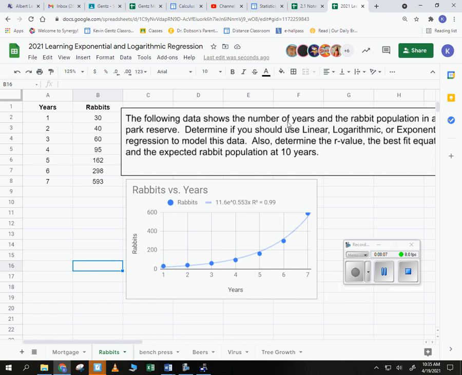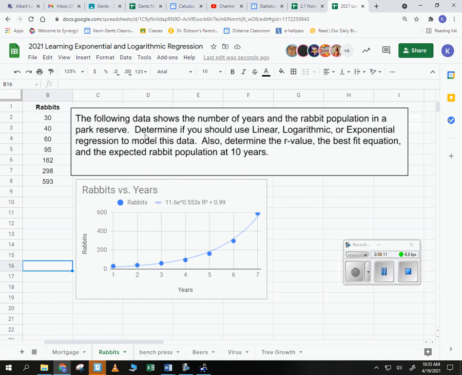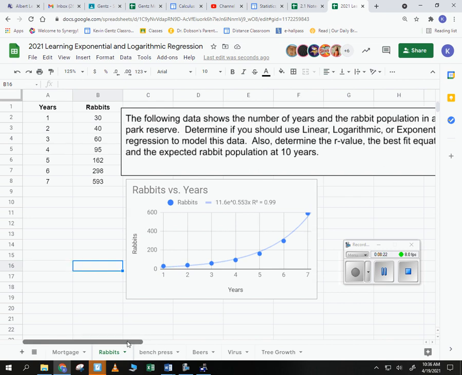So the following data shows a number of years and the rabbit population in a park reserve. Determine if you should use linear, logarithmic, or exponential. We did. We said exponential. Also determine the R value, best fit equation, and the expected rabbit population at 10 years. Okay, so we have the following.